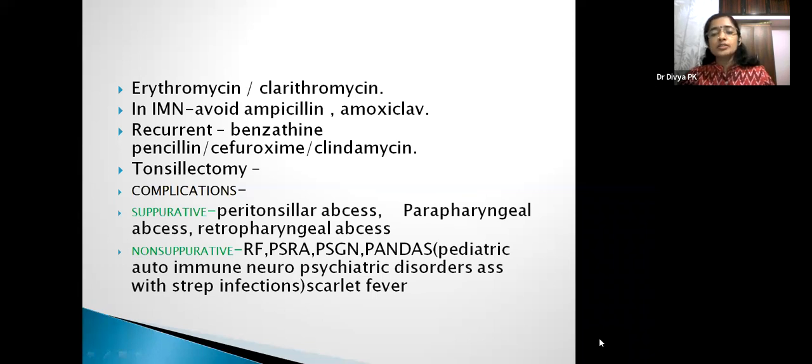The complications of pharyngitis or acute tonsillitis will be peritonsillar abscess, parapharyngeal abscess, and retropharyngeal abscess. Non-suppurative complications include rheumatic fever, post-streptococcal reactive arthritis, post-streptococcal glomerulonephritis, pediatric autoimmune neuropsychiatric disorders associated with streptococcal infection, and scarlet fever.